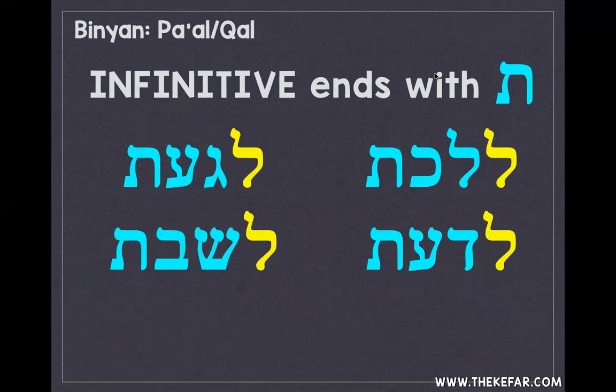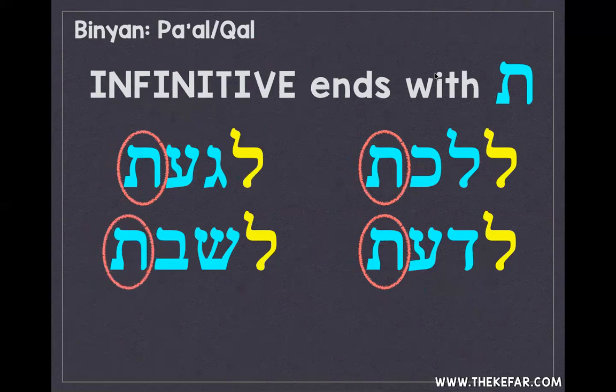So here's some examples. Lalechet, here's the tav at the end, and lalechet is to walk or to go. Lada'at, which is to know. Here again, the tav at the end. Again, this is not a vav tav, just a tav at the end. Laga'at, which is to touch, again with the tav at the end, and lashevet, again with the tav at the end.